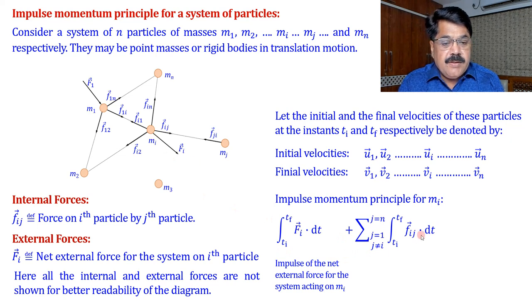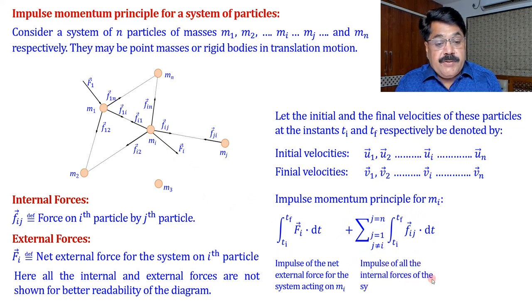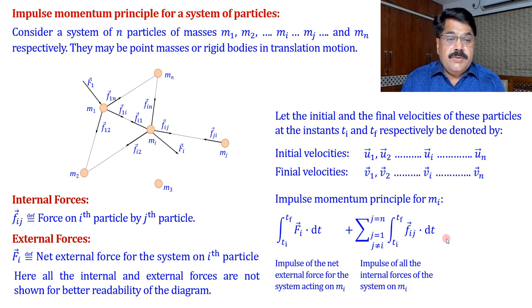Now we have taken the impulse of all the forces acting on mi. So what is this? Impulse of all the internal forces of the system acting on mi. Let us write it. Impulse of all the internal forces of the system on mi, and that will be equal to the change in momentum of the ith particle. So what will be the final momentum? mivi. What will be the initial momentum? miui. So it will be mivi vector minus miui vector. So that is the equation of the impulse momentum principle for the ith particle.